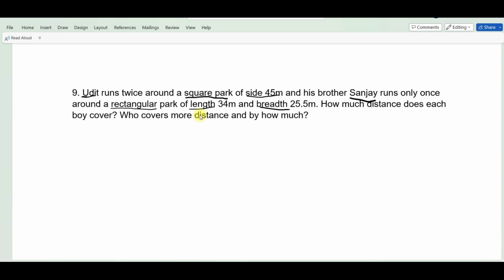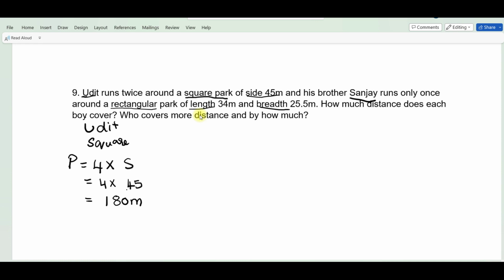So for the first question, we'll do it for Udit. This is a square park. All of us know that the perimeter of a square would be 4 into S. Now we have 4 into the side being given as 45 meters. So after doing so, we would be getting 180 meters.